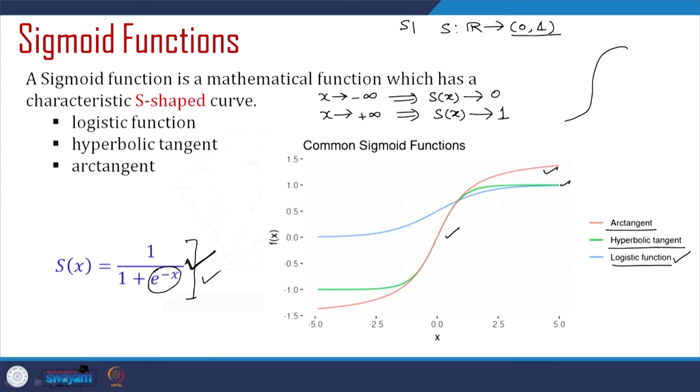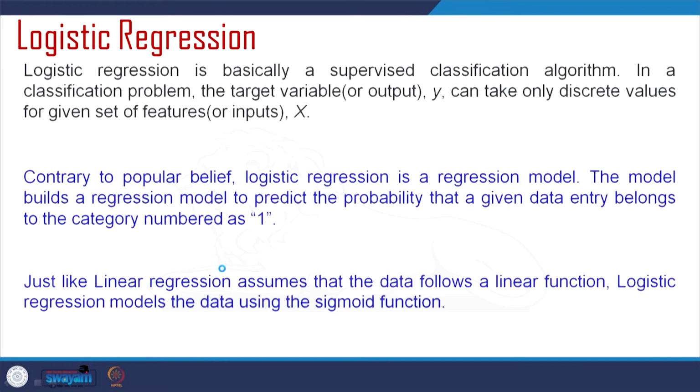Another nice property of this function is that it is very well behaved and very smooth. It can be differentiated any number of times, there is no issue at all. So, this is a brief introduction to the sigmoid function. Now, come to our logistic regression.